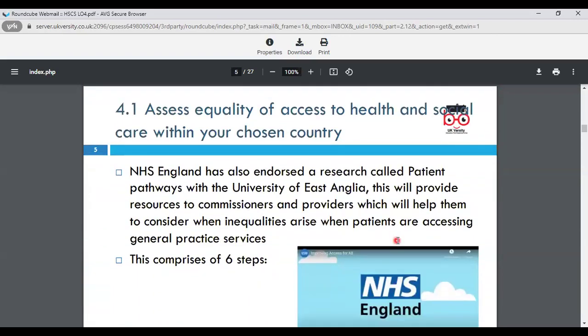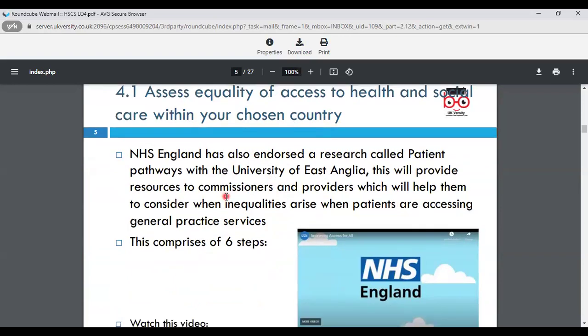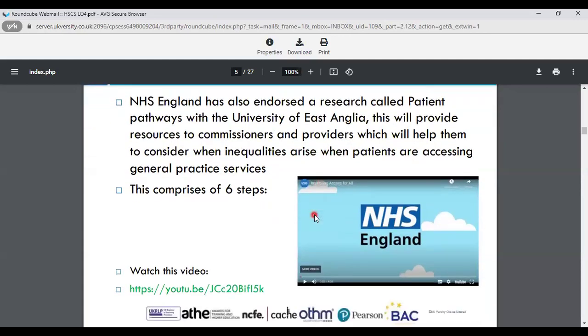If you want to assess the equality of access to health and social care within your chosen country, again we talk about NHS England. It has also endorsed a research project called Patient Pathways with the University of East Anglia. This will provide resources to commissioners and providers to help them consider when inequalities arise when patients are accessing general practice services.